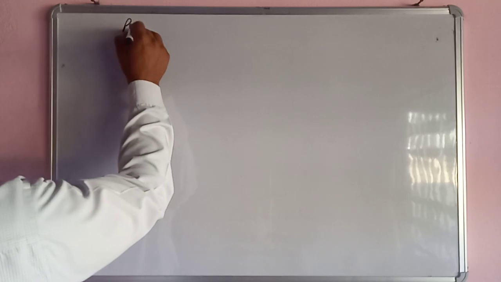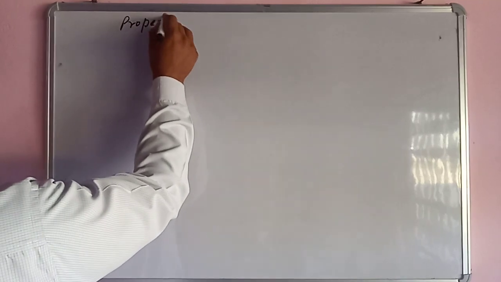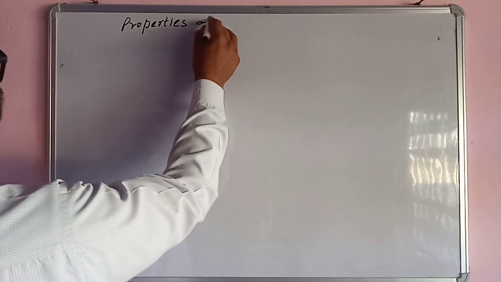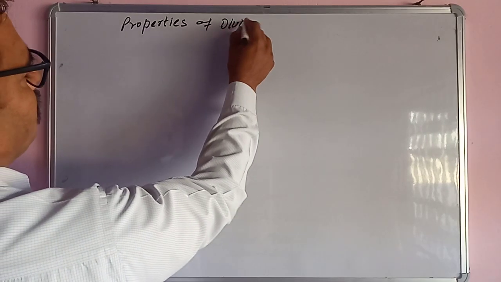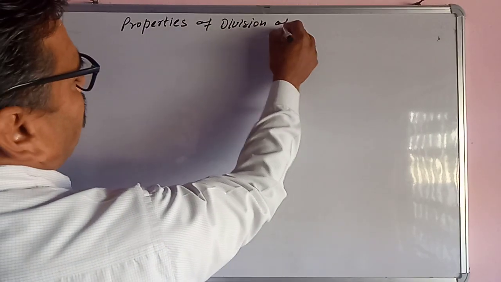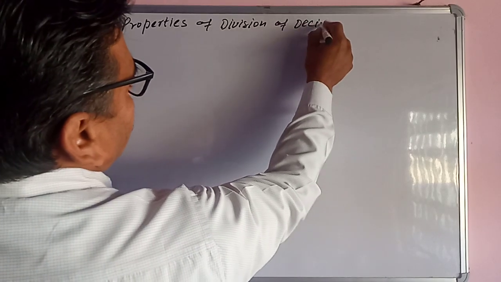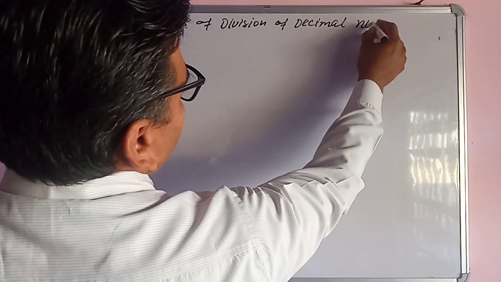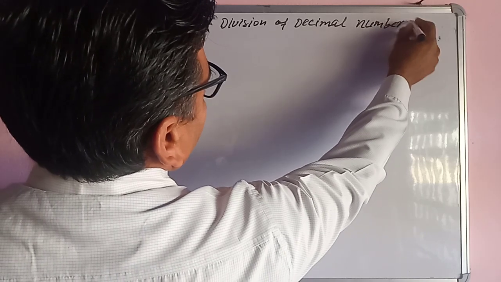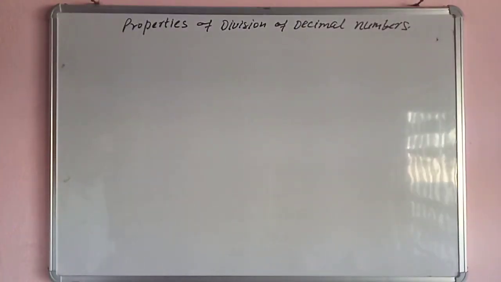Today we will discuss properties of division of decimal numbers. So, division of decimal numbers, the first property is division of a decimal number by 1.